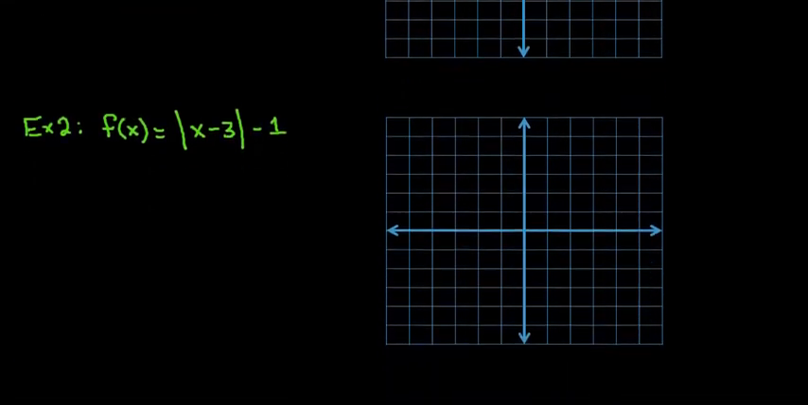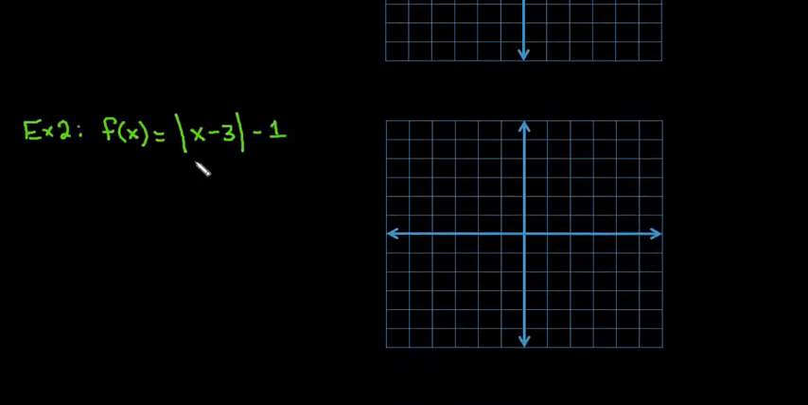So let's look at another example. For this one, remember that we always go the opposite of what's inside. So this tells us that we are going to go right 3. And the reason that it's right 3 is because 3 minus 3 would give us 0 in here, and that's where our shift is going to happen. So this one's going to go right 3 and down 1.